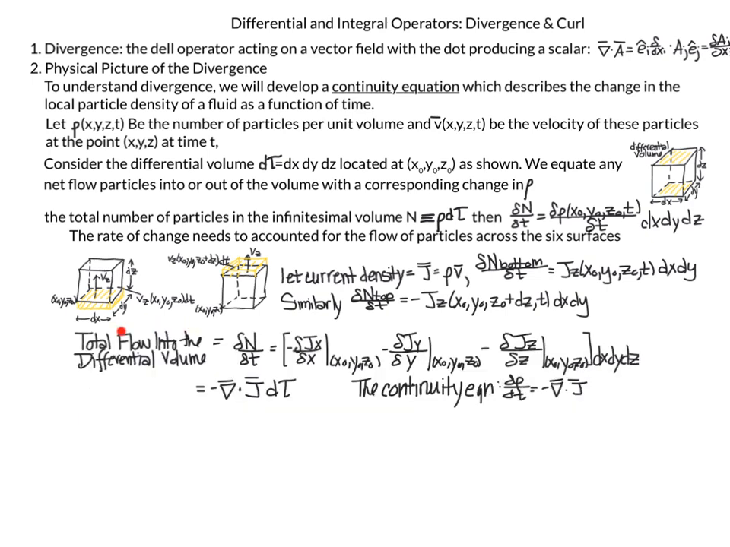Switching gears a little bit and looking at our total flow in the differential volume, that's dN/dt, is equal to the change in the x, the y, and the z direction, dx, dy, dz. So this is essentially the negative of the del dot our J vector. So the continuity equation then is d rho dt is equal to negative del dot J.